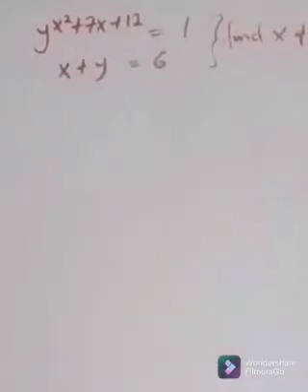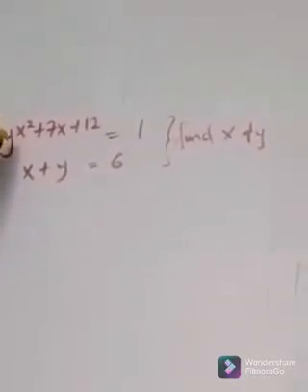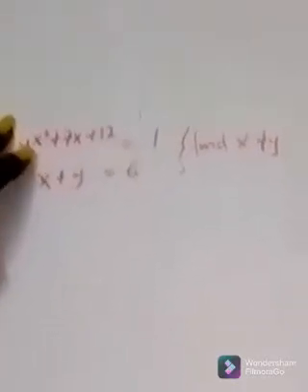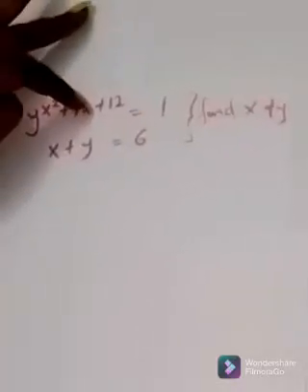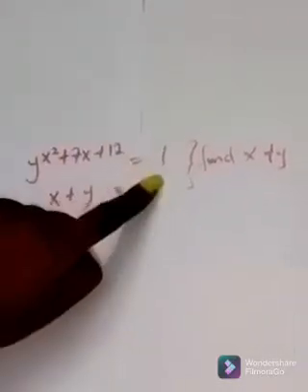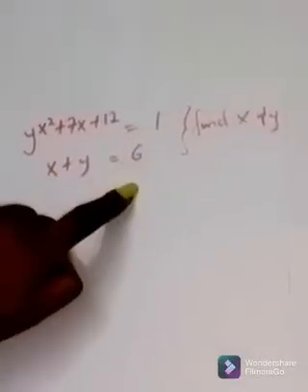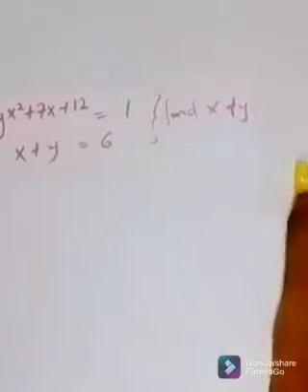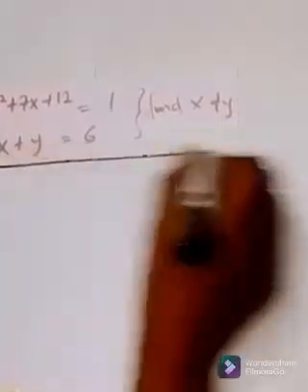Okay, so this question is an exponential. Y raised to power this function, which is x squared plus 7x plus 12 equal to 1. And then we have x plus y equal to 6. So we're finding the value of x and y. So first of all, how do we solve this?